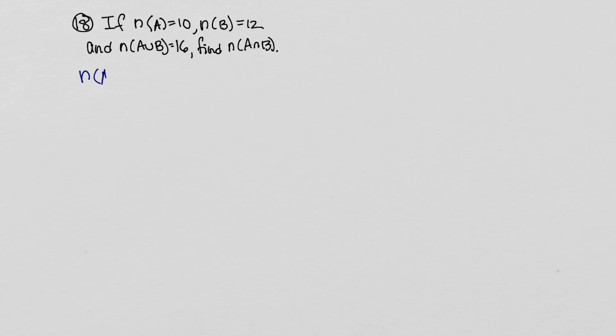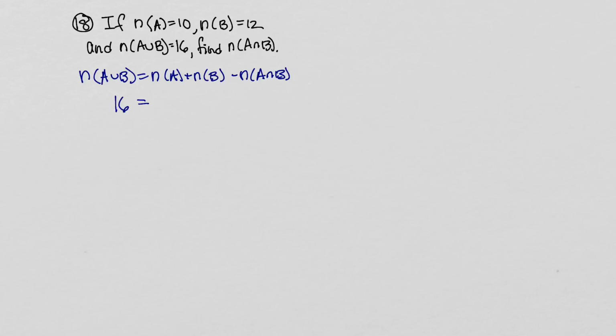Let's write the formula. It goes like this. The number of elements in A union B is equal to the number of elements in A plus the number of elements in B minus the number of elements in A intersect B, right? That's the formula that we're going to use. And now let's just substitute the numbers in. So what do we know here? The number in the union is 16, so we'll put a 16 here.